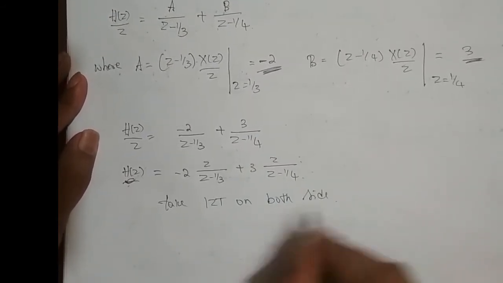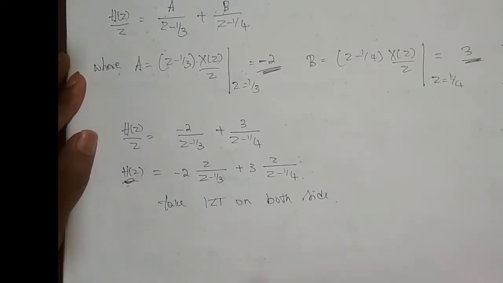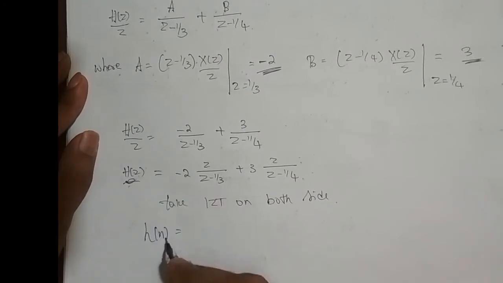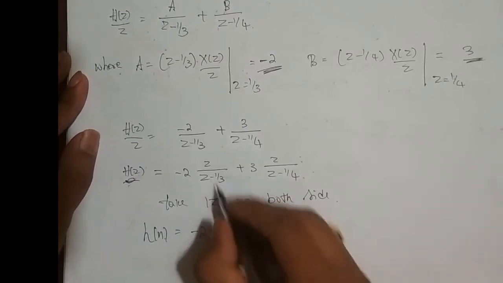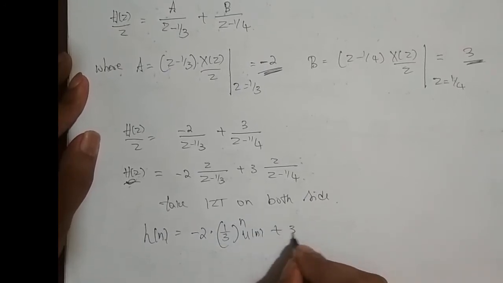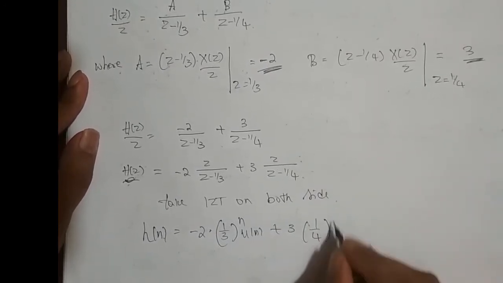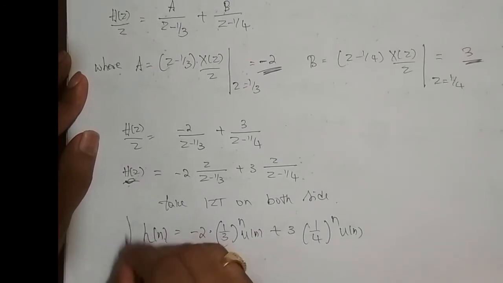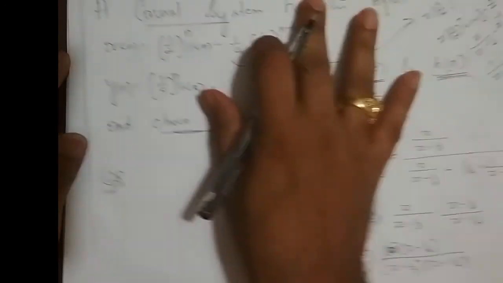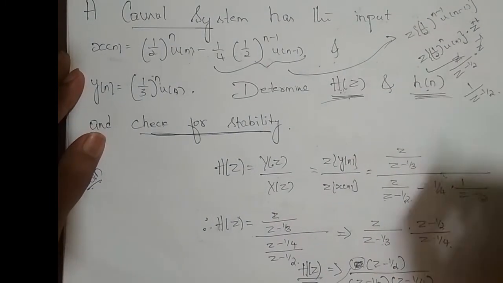So it's a causal sequence, so all the inverse z transform should be in terms of right-sided sequences. Okay, so h of n, the inverse z transform of H of z, is h of n = 2(1/3)^n u(n) + 3(1/4)^n u(n). So this is the impulse response. So I need to find the impulse response, I'm done.